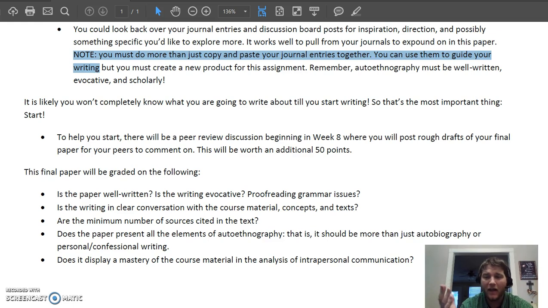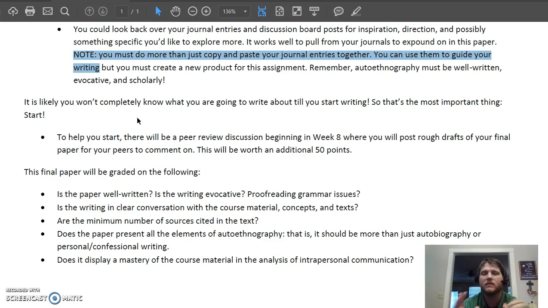So think through that and say, hey, you know what? I'm just going to start. So start writing. To help you start, I want you to understand that there's going to be a peer review discussion, okay? Starting in week 8. So waiting till the last minute is going to cost you points. If you're like, I'll start writing this thing the night before it's due, it's going to cost you some points, okay? Not of these 300, okay?